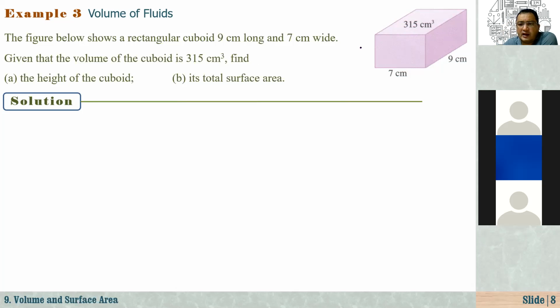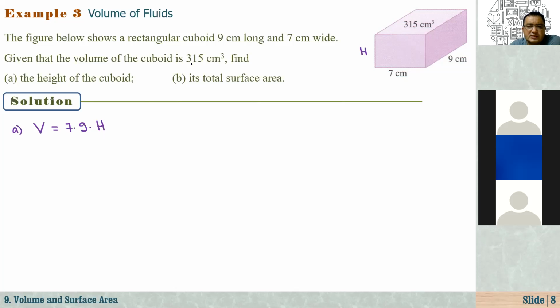Total surface area means we need to actually find the area of all the faces and add them up. So let's say the height of this cuboid is h. And how do you find the volume? Volume is equal to base area times height, right? What is the base area? Base area is a rectangle. That's equal to 7 times 9 times h.